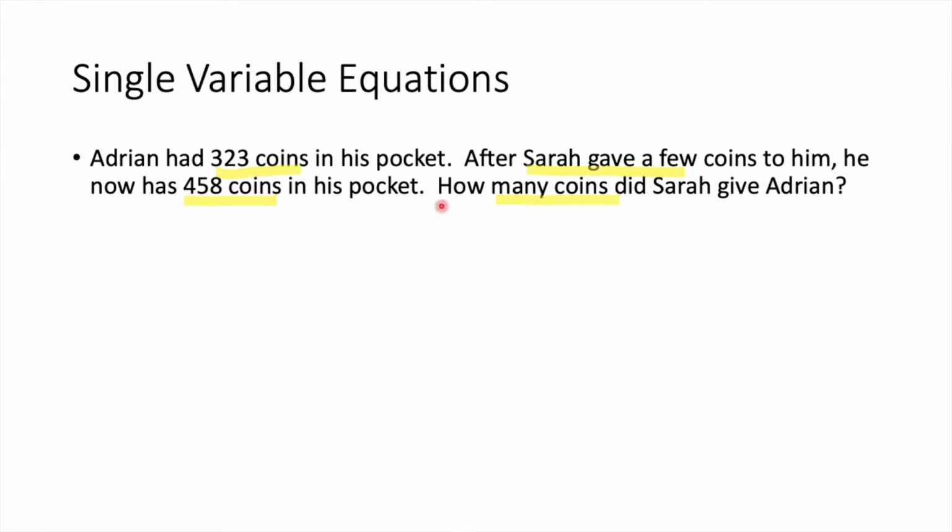So the first step is to list down all the information given in the question. Firstly, we are told that the initial number of coins that Adrian had were 323. So we'll write that down. The next piece of information given is that Sarah gave some number of coins to Adrian. We do not know how many coins, but we somehow have to incorporate this value in our equation. In order to do this, we use something called a variable.